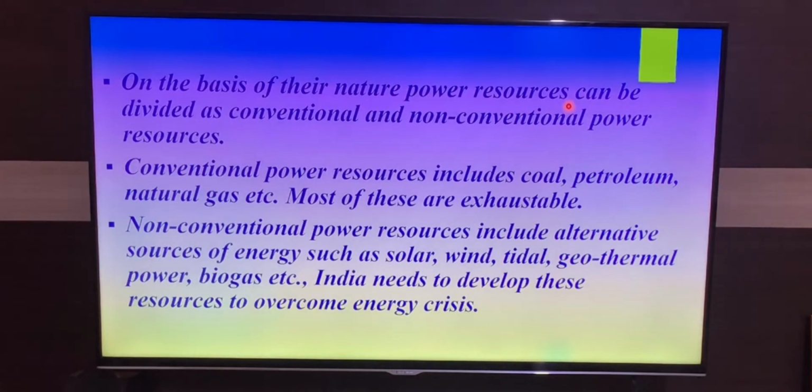Power resources can be divided into two. First one is conventional, the other one is non-conventional power resources. Conventional power resources are coal, petrol, natural gas, but these are exhaustible. They get exhausted. Non-conventional power resources are solar, wind, tidal, geothermal, biogas. So India needs to concentrate on non-conventional power resources to overcome the problem of energy crisis.